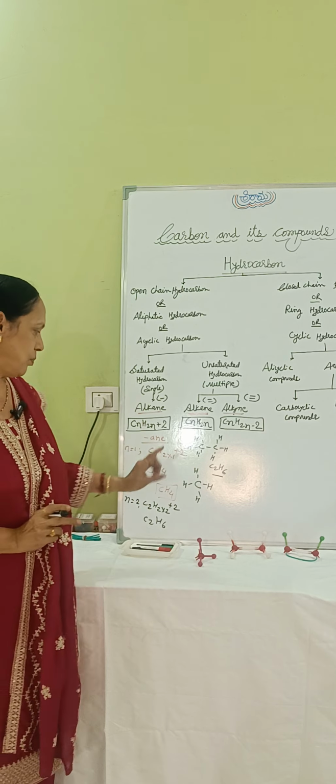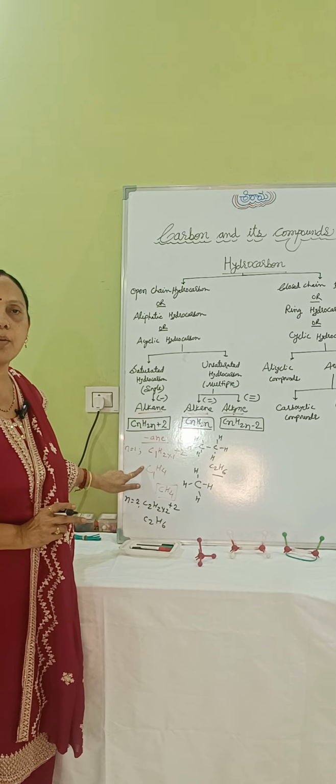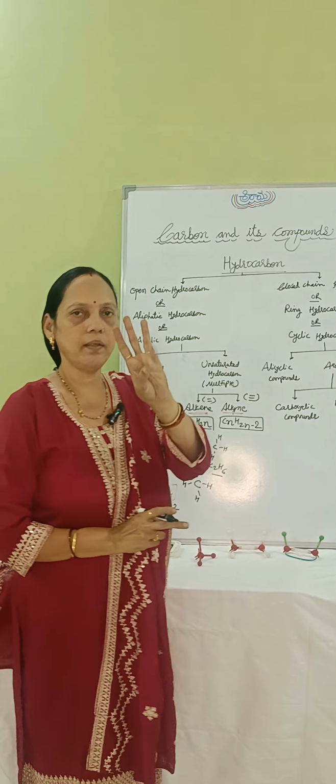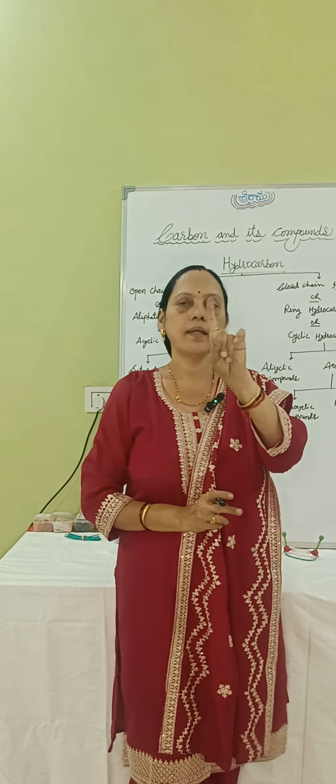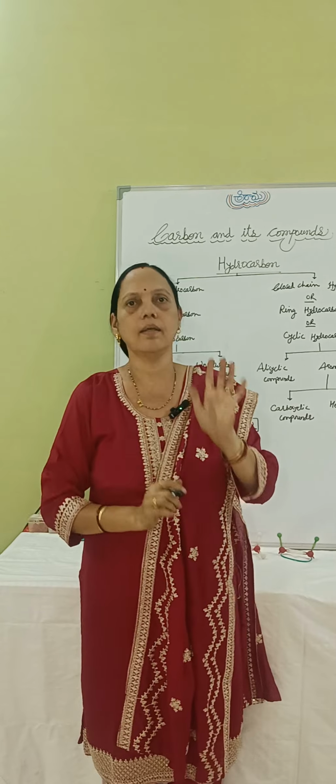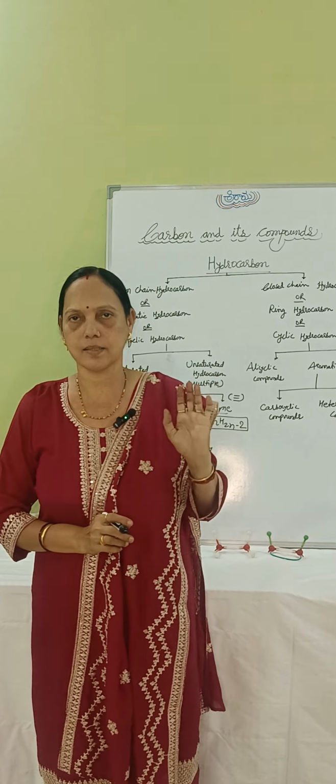So the first family member compound is called methane, second carbon ethane, propane, butane, pentane, hexane, heptane, octane, nonane and decane. In this way these are the alkanes.